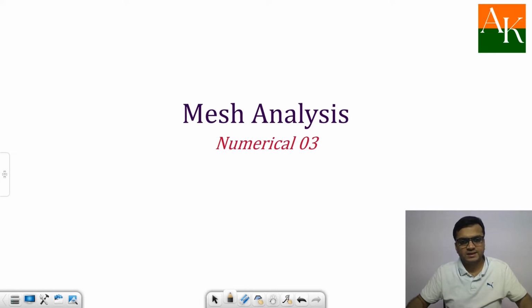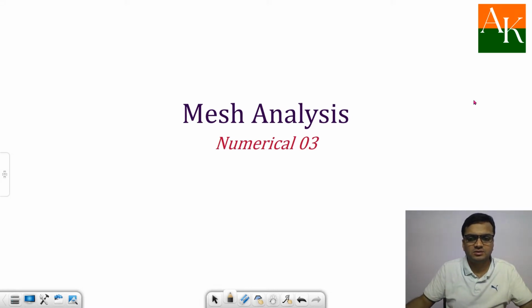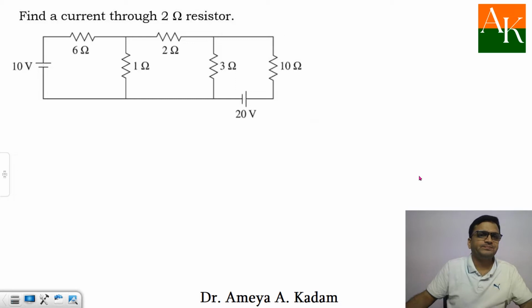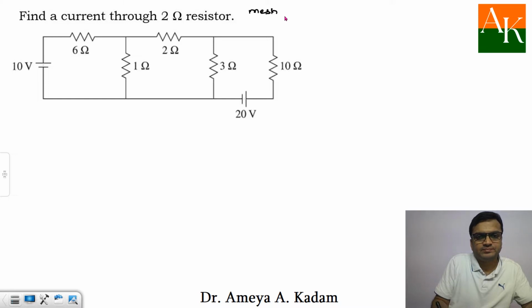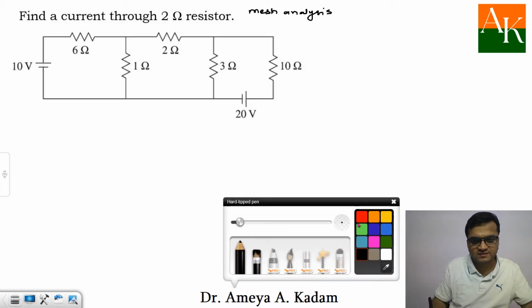Hello students, in this lecture we will see the third numerical on mesh analysis. The problem statement is that you have to find the current through the 2 ohm resistor, which is present over here, and of course we have to use mesh analysis for this one. The first step is identification of meshes. There are 3 meshes, one can easily find out.